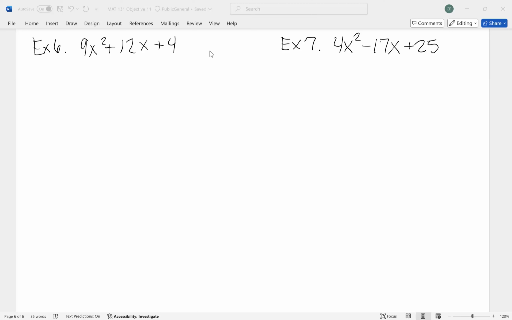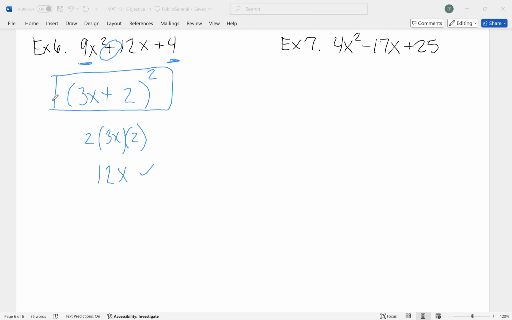So for example 6, we want to look at the 9x squared and the 4. That will be 3x. Because of this plus sign, it'll be a plus. And then the 4, we could break that up to be 2, okay? So this is what we think it could be, but we need to check that middle term. The middle term is going to be 2 times the 3x times the 2. So that will be 2 times 3, which is 6, times 2, which is going to be 12x, which is what we need, okay? So that means that this is the answer, okay?